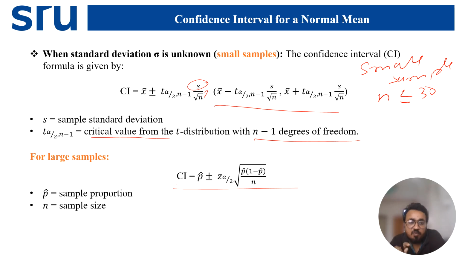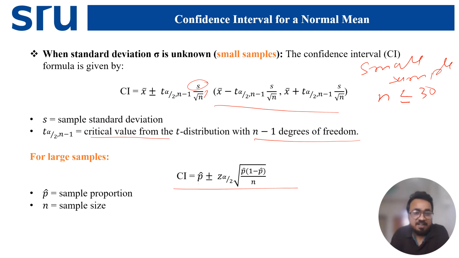There will be two cases: one when the standard deviation is known, another when the standard deviation sigma is unknown. In the unknown case, two cases arise: one for the small sample, another for the large sample. Small sample means the total number of observations is less than 30, and whenever the sample size is greater than 30, we will use the confidence interval with this formula. So this is all about the formulas for finding the confidence interval for a normal mean.